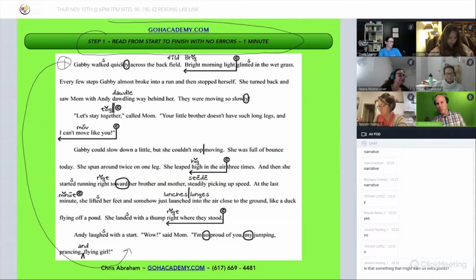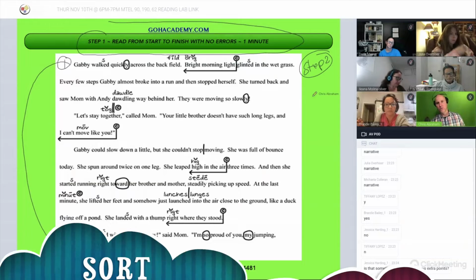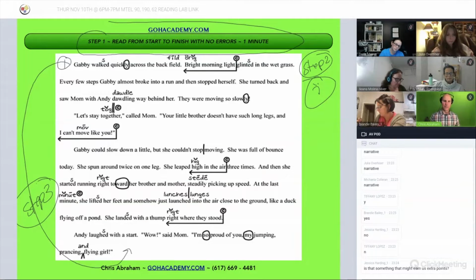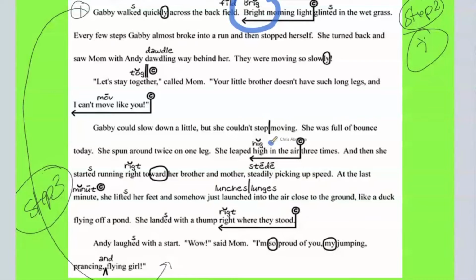Okay, steps two and three, we're going to go. Step 2 is we start to sort for weaknesses. And step 3, we start to sort for strengths. So let's start with step 2. I'm going to circle some words, and I want you to tell me if you see a pattern with these words here. What do you see going on with bright, high, and right? What's going on there? Can you name it?